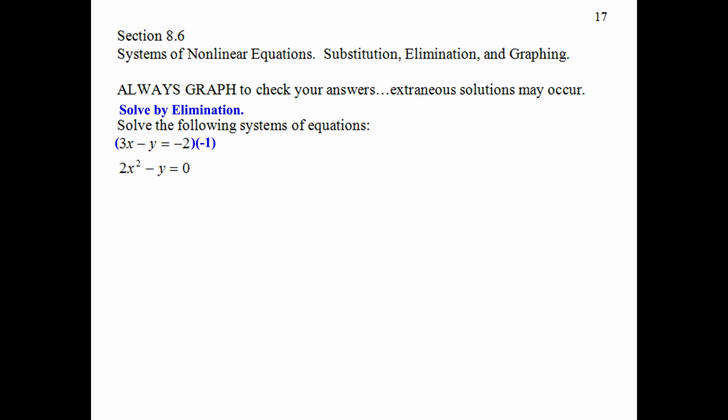Take that first equation and multiply it by -1 to make that y a positive y, so I can add it to the second equation and cancel them out. So the 2x squared and the minus 3x are not like terms, so they stay together. The y's cancel, and 0 plus 2 is 2. This is quadratic, so now we're going to set this equal to 0. Well, we need to factor that.